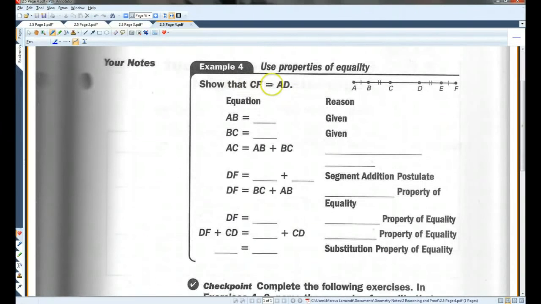Show that CF equals AD. Okay, now in this diagram we're given a lot of interesting information. We know that AB is congruent to EF. AB equals EF. That's given in the diagram. And we know that BC equals DE. Now we also know that AC is equal to AB plus BC. If you guys remember, this is called the segment addition postulate.